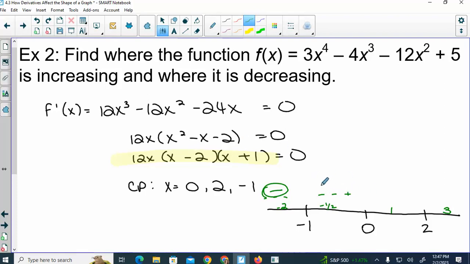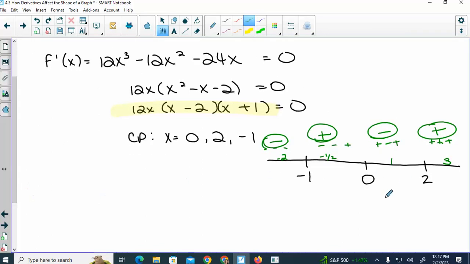So this is positive. Okay, if you put in a 1, 12 times 1 is positive. 1 minus 2 is negative. 1 plus 1 is positive. So that's a negative. If we put in a 3, 12 times 3 is positive. 3 minus 2 is positive. 3 plus 1 is positive. So that's positive.